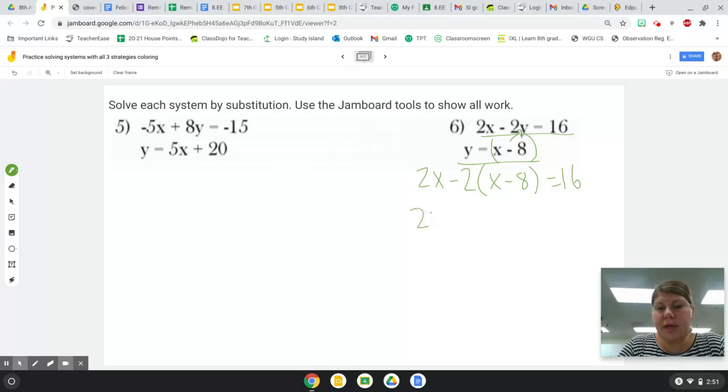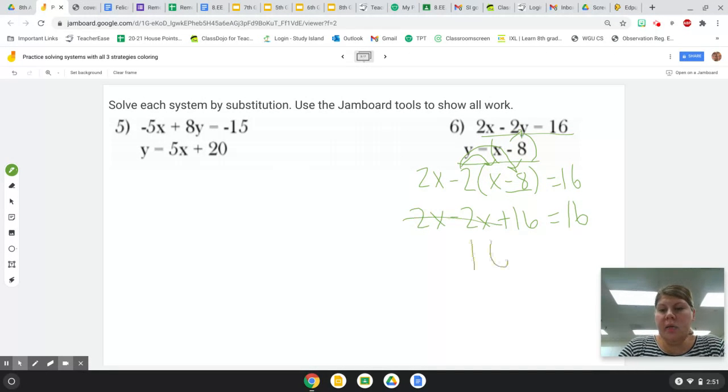So I have 2x, and then if I distribute, I have a -2x. The -2 times -8 is going to give me a positive 16 equals 16. I'm going to combine like terms on my left-hand side. Well, 2x minus 2x is going to be, well, nothing. That's going to cancel out, leaving me with 16 equals 16. So at this point, I have to decide, all right, does 16 actually equal 16? Yeah, it's true.